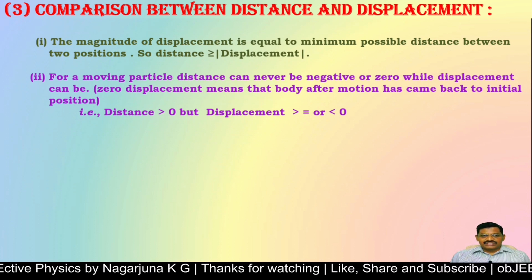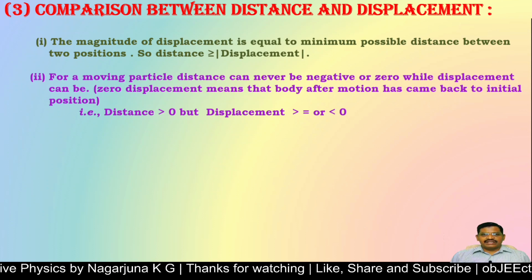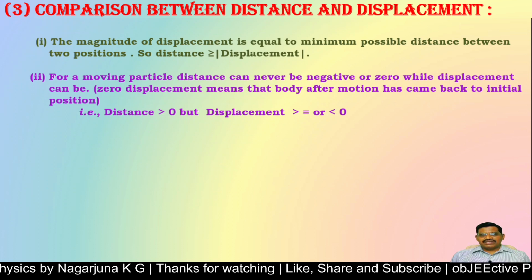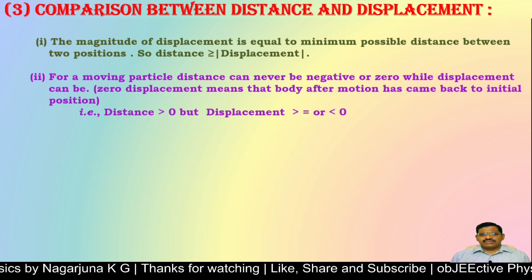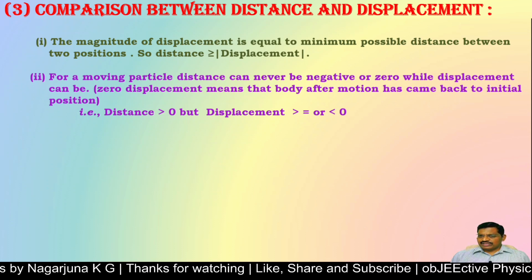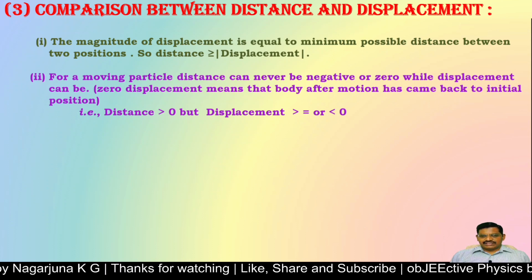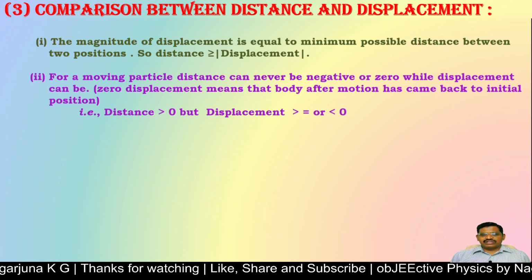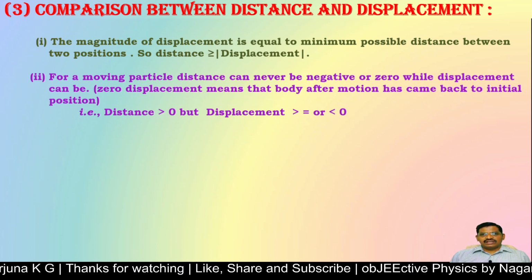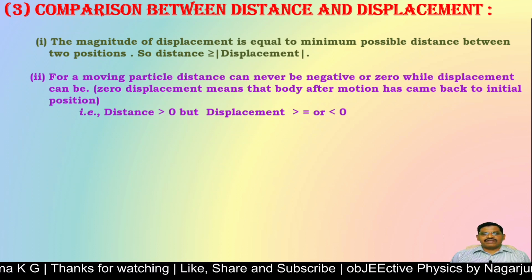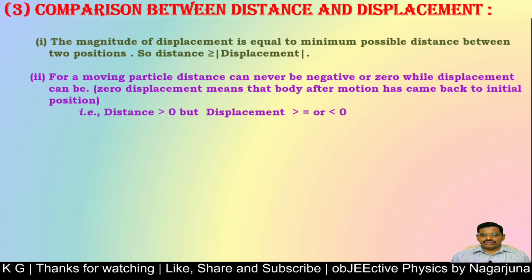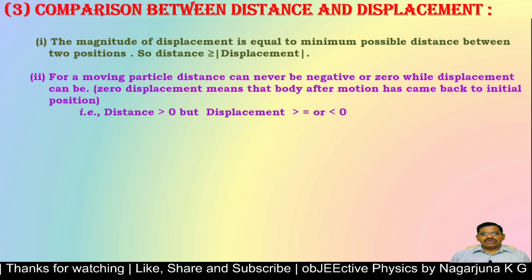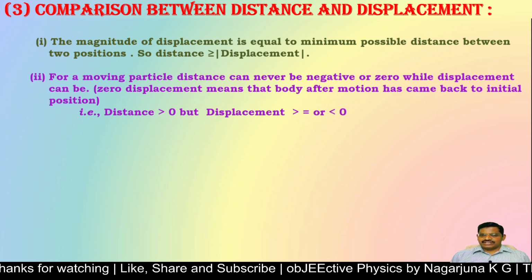See the second point once again. For a moving particle, distance can never be negative, because distance is nothing but, irrespective of the direction followed by a particle, the total path length or actual path length of the particle travelled between two points, so there is no chance to get 0 or negative for the distance.